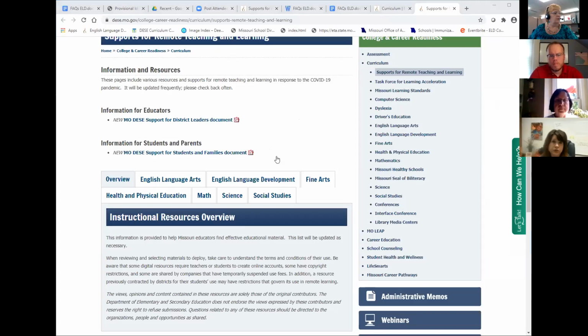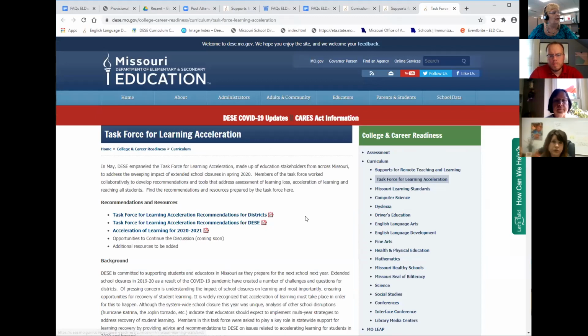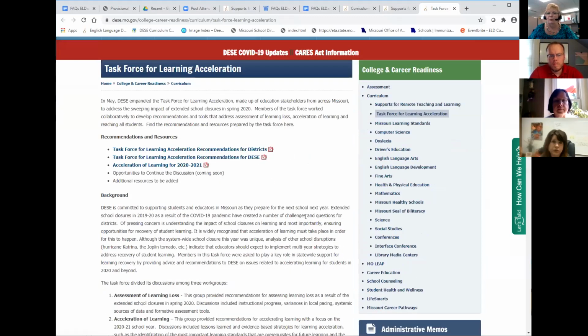The next thing I wanted to look at was the task force for learning acceleration. This was a joint effort between DESE and many stakeholders from across the state, both in education and businesses and organizations. The end result were these task force recommendations that they made for themselves, and the districts all came together and provided some information for other districts to utilize.